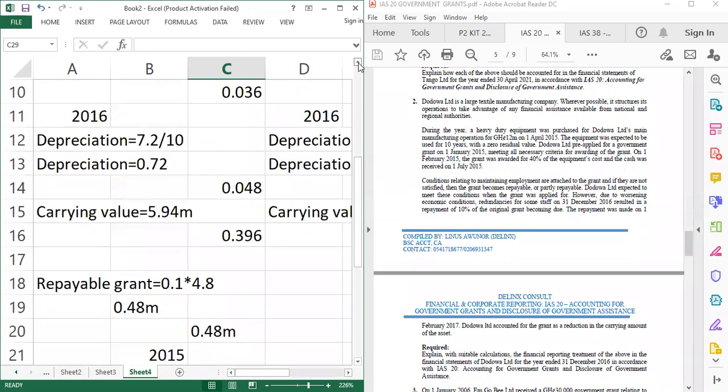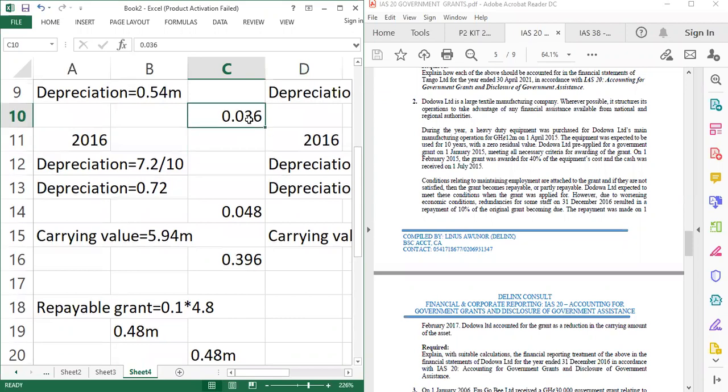Then you do the original one and you compare with the one that you have done if the grant is taken. At the end of the day, you get the same figures. 0.4, 0.036 as the difference, 0.048 as the difference, and 0.396 as the difference between the carrying value. So in the statement of profit or loss, the undercharge depreciation for the 2 years, which is 0.036 plus 0.0448, you add it to the current year's depreciation.